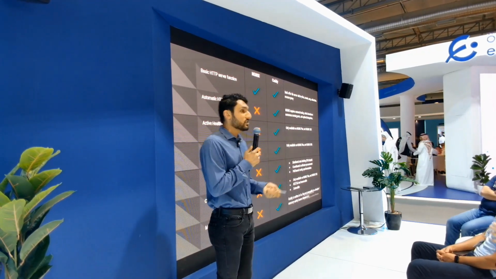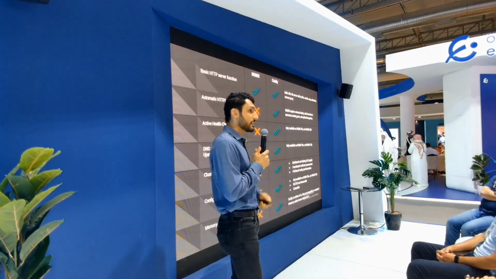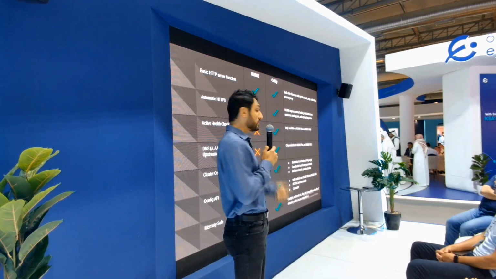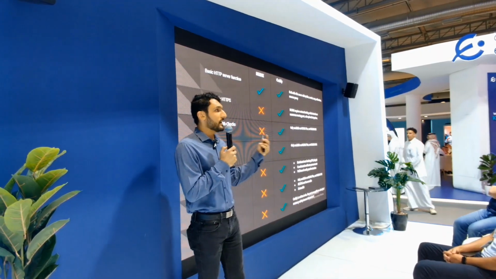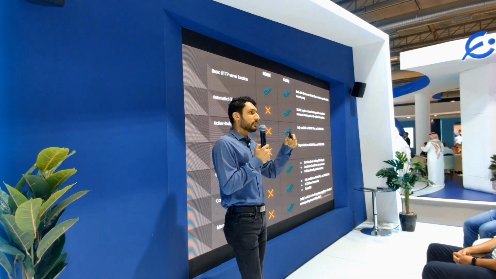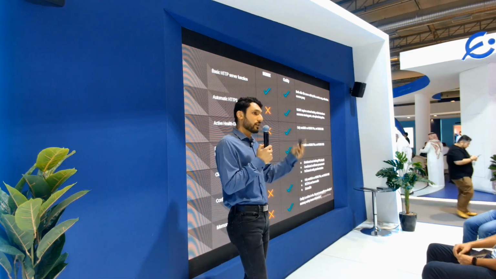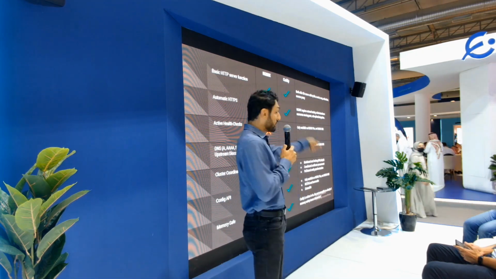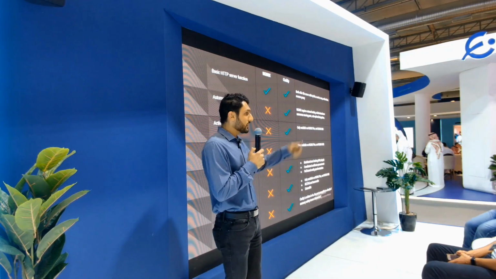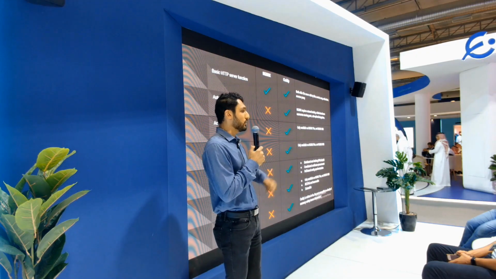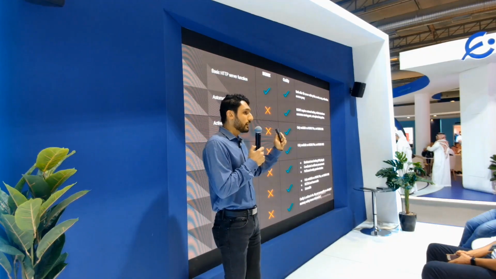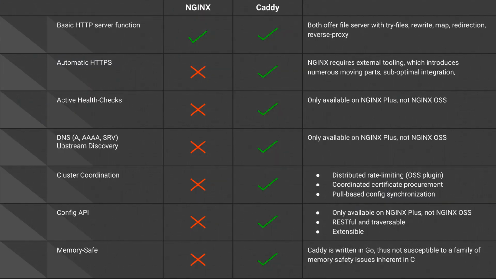Also, one of the features that comes with Caddy by default in the standard distribution is automatic or dynamic upstream discovery. We can use DNS, you can use SRV records, A records, AAAA records. All of those are resolved dynamically at the time of the request with cache. On the competitor side, this is only resolved during the boot time, and then the same IP address is used throughout the process lifetime until you reload or restart the process.